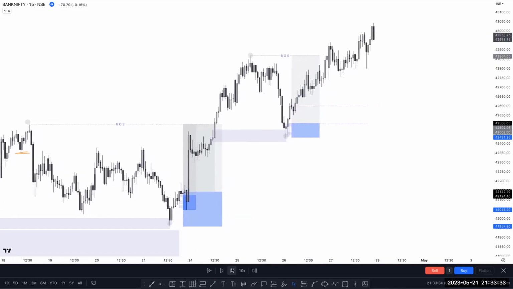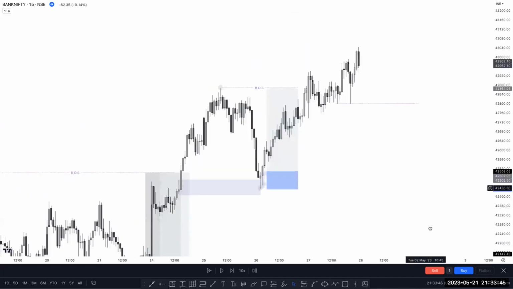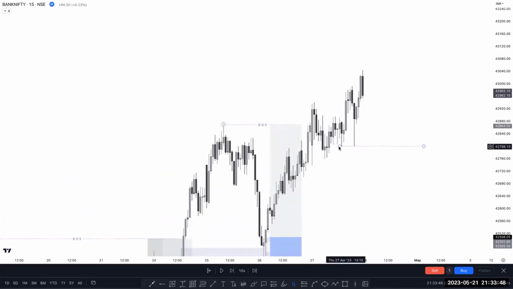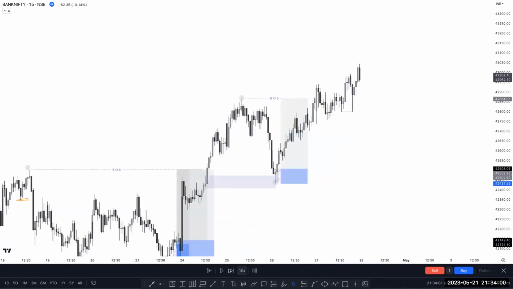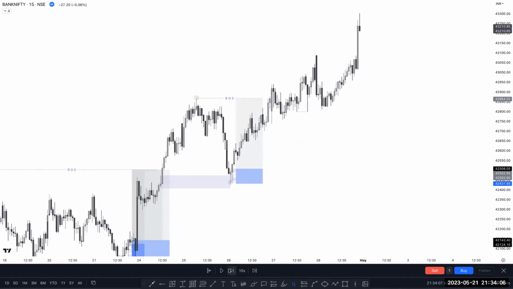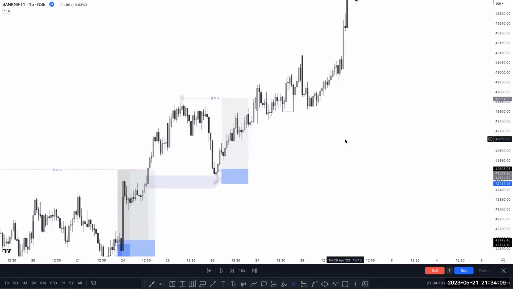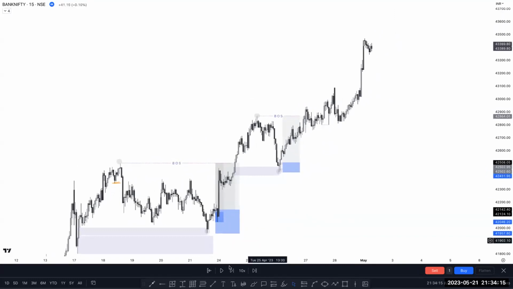Okay. This inducement transfers here to again here. These are equal low. This is not inducement taken out, right? So you have to wait for it. Okay. Still not taken out. Based on structure, there is no entry created here.